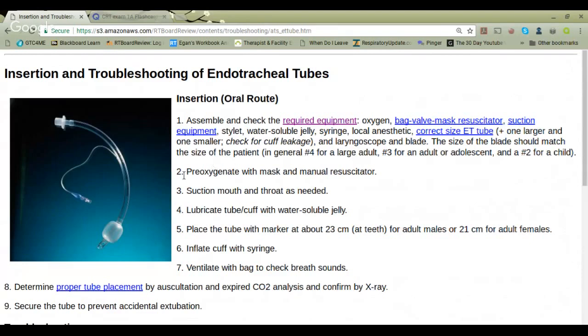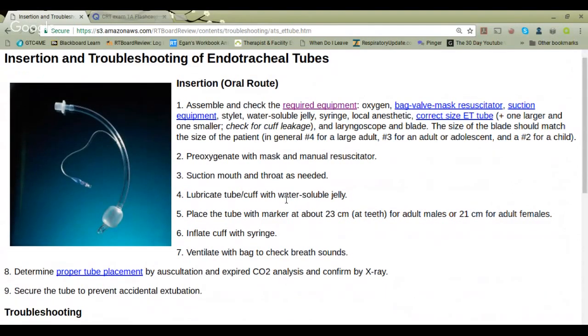So first things first, you pre-oxygenate with a mask and or manual resuscitation, bag valve mask resuscitator. Then you suction the mouth and throat as needed. You lubricate the tube with the water soluble solution. Oh yeah, I remember doing this. So you just pretty much dip this end with the balloon inflated. Dip this end in the water soluble jelly.